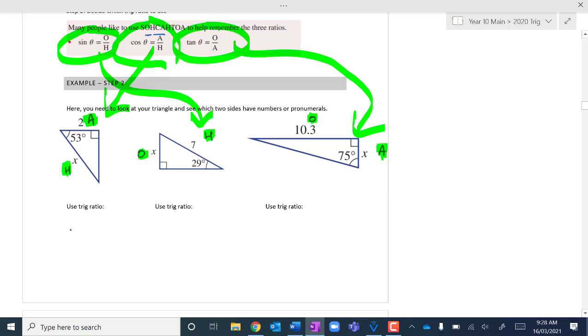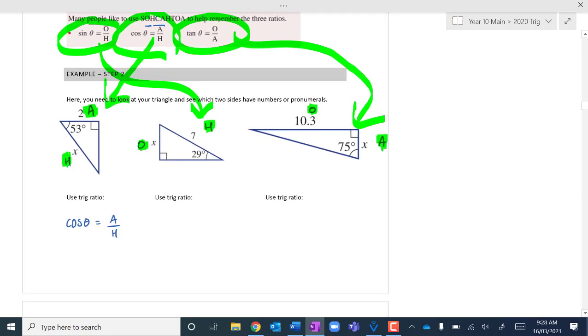So let's go over here. This is using A and H. So we've got cos. I'll write it out. Cos theta is equal to A on H. That's the first thing we should know. You don't necessarily have to write that because we know that A is 2 and H is X, isn't it? Okay. Now, of course, we know what theta is. Theta is 53 degrees. So let's write that in there.